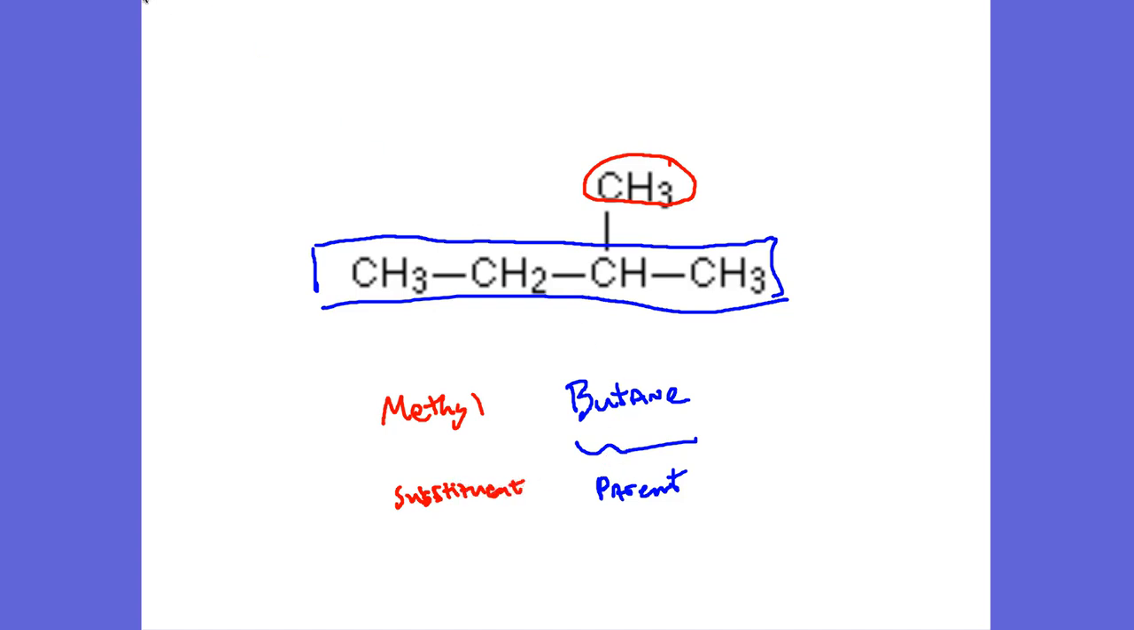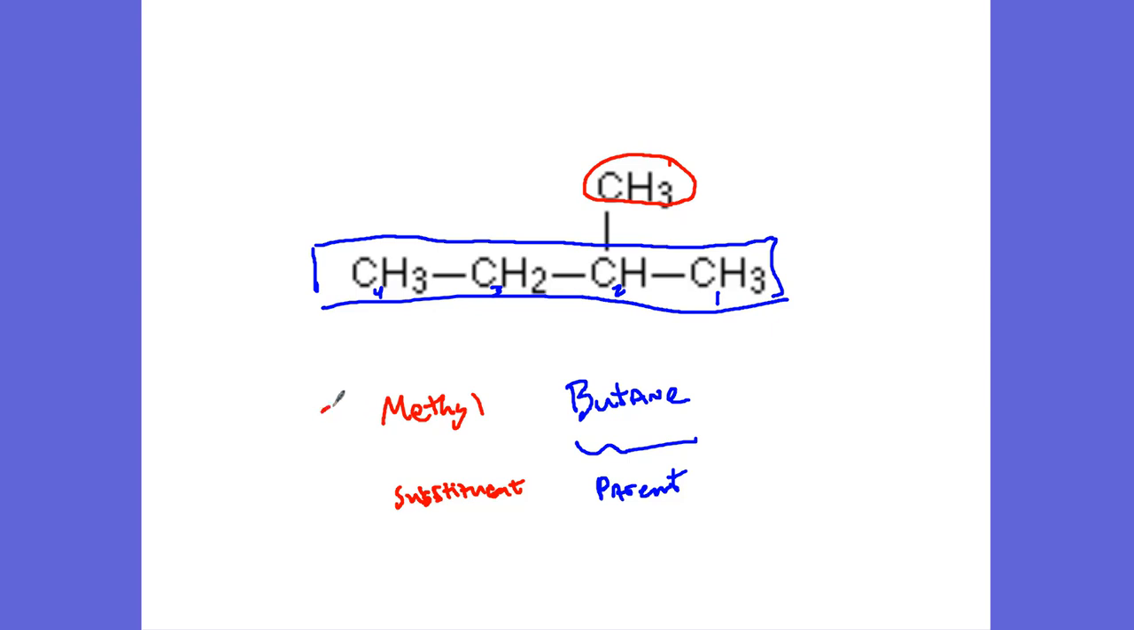Okay. Now we got to figure out which carbon this methyl is coming off. If I number my carbons this way, 1, 2, 3, 4, it would be coming off the 3rd carbon, wouldn't it? But let's say I number differently. Let's say I number 1, 2, 3, 4. See how this methyl group's coming off of the 2nd carbon. And this is how we want to number my chain. I always want to number my chain with the number 1 carbon closest to the substituent.